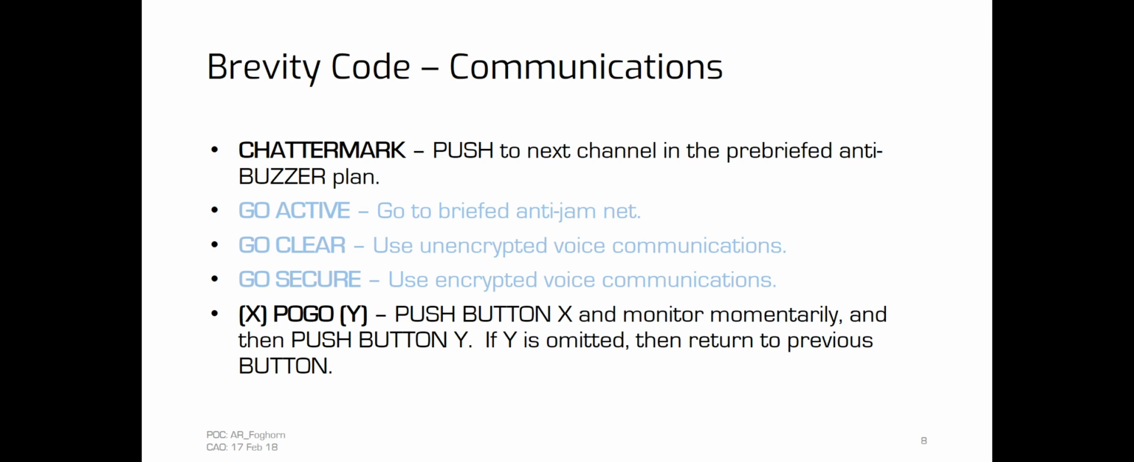If the flight lead doesn't say the Y part of pogo, if he says, hey, button 3 pogo, and leaves the second one blank, it means come back to this button, to this frequency that we're on. So if we're on button 10 and I say 3 pogo, then you guys go to button 3 for one cycle of whatever it is there, whatever the reasonable amount of time to go listen on button 3 is, and then come right back to where we left.